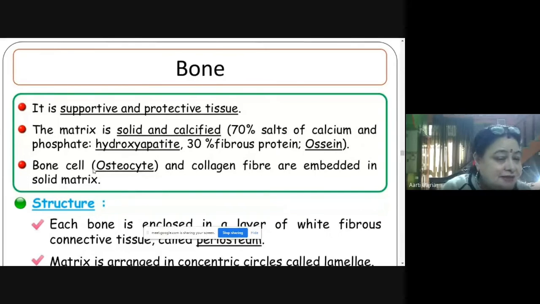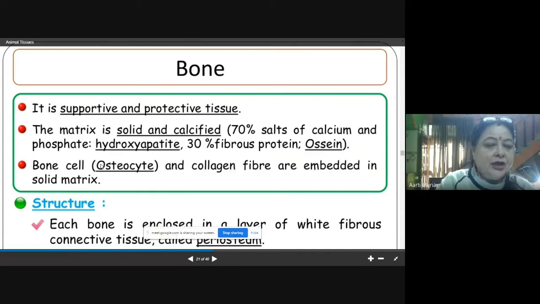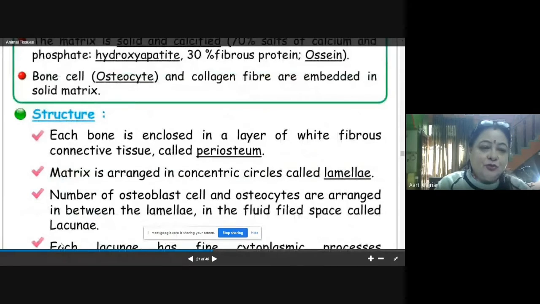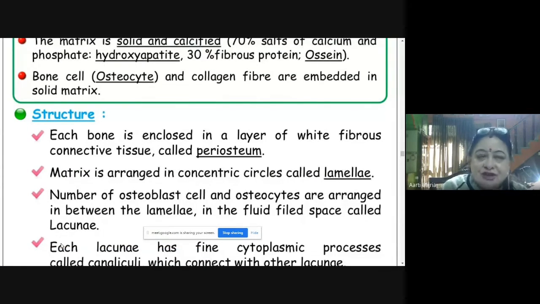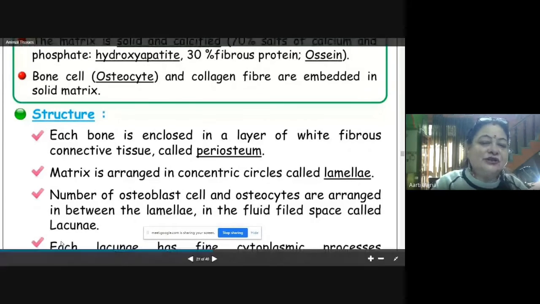Now, bone cells are osteocytes, and the collagen fibers are embedded in the solid matrix in the case of bone. If you see the structure of the bone, each bone is enclosed in a layer of white fibrous connective tissue called the periosteum. Now, the matrix is arranged in concentric circles. If you see the structure of the bone, you can see the concentric circles, and these are called lamellae.